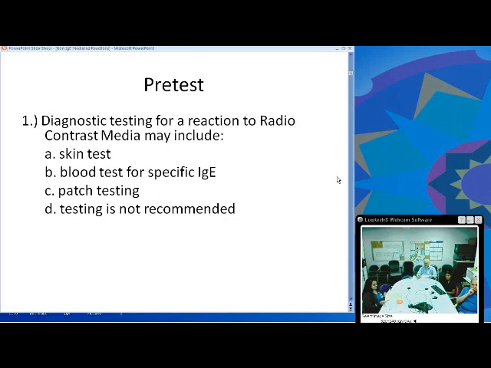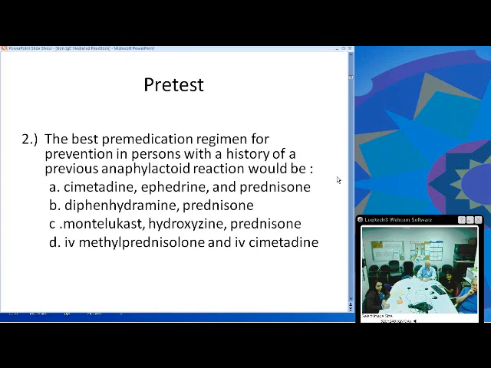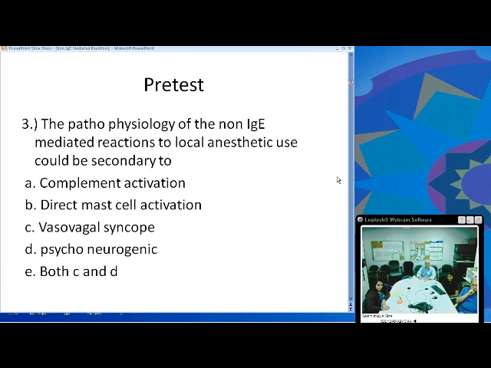So here's the pretest. The diagnostic testing for a reaction to radiocontrast media may include skin test, blood test for specific IgE, patch test, and testing is not recommended. The best pre-medication regimen for prevention in persons with a history of a previous anaphylactoid reaction would be cimetidine, ephedrine, and prednisone; diphenhydramine and prednisone; montelukast, hydroxyzine, and prednisone; or IV methylprednisone and IV cimetidine. And the third question, the pathophysiology of non-IgE mediated reactions to local anesthetic use could be secondary to complement activation, direct mast cell activation, vasovagal syncope, psychoneurogenic, both C and D.